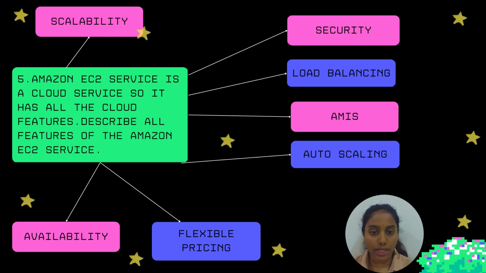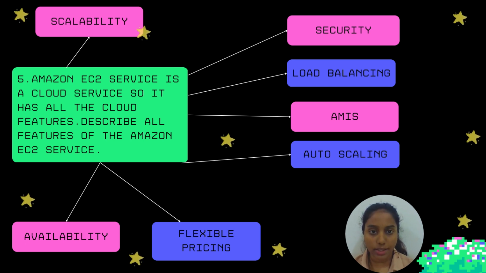The second is load balancing, which is the load balancing features of EC2 allow you to divide incoming data among several instances. Third is AMI, which is Amazon Machine Images, pre-configured virtual machines that users can start as instances are made available by EC2. Additionally, users have the option of developing and sharing their own unique AMIs.